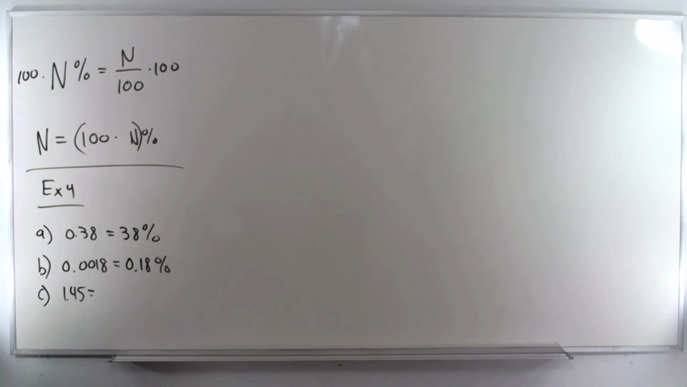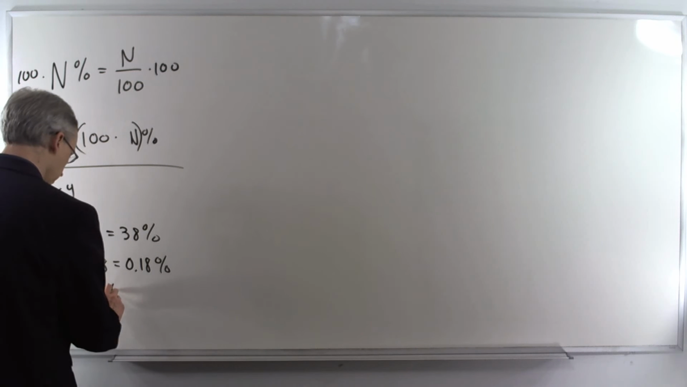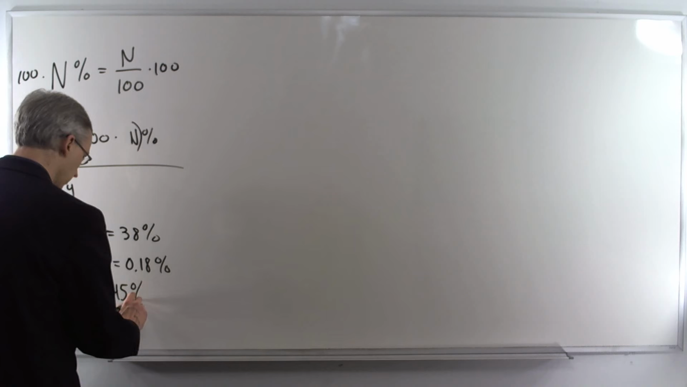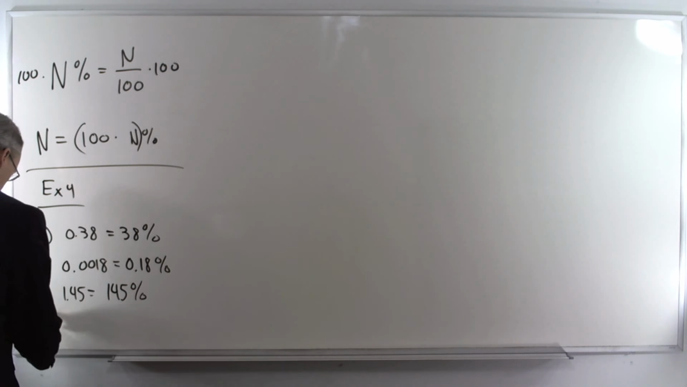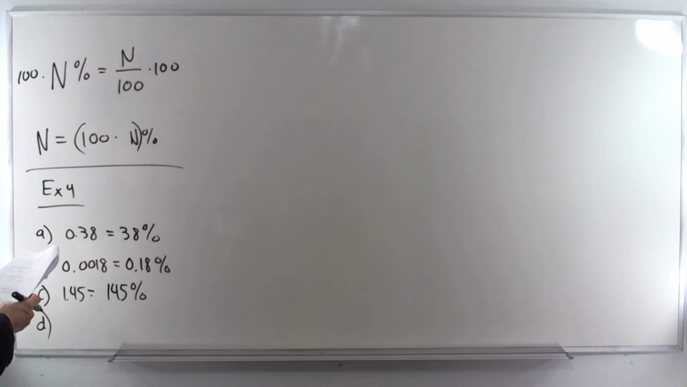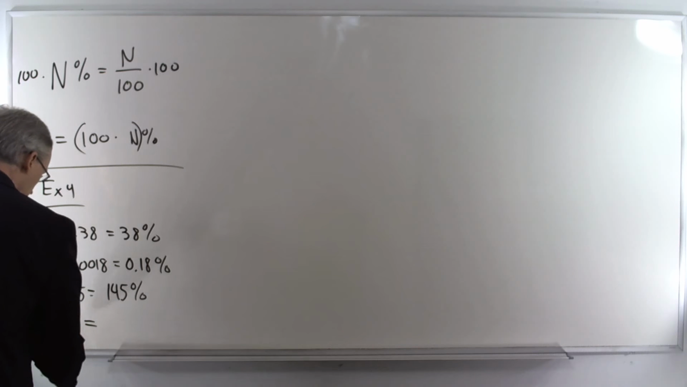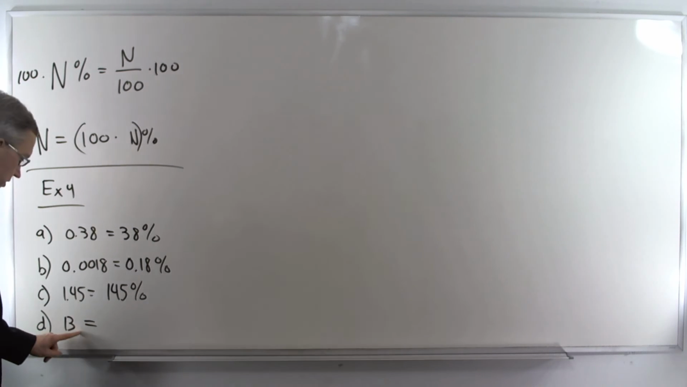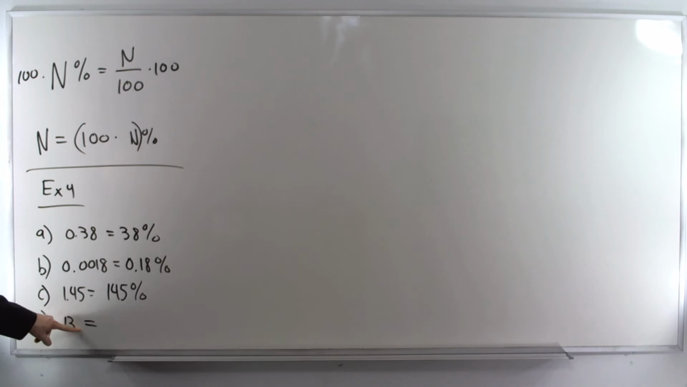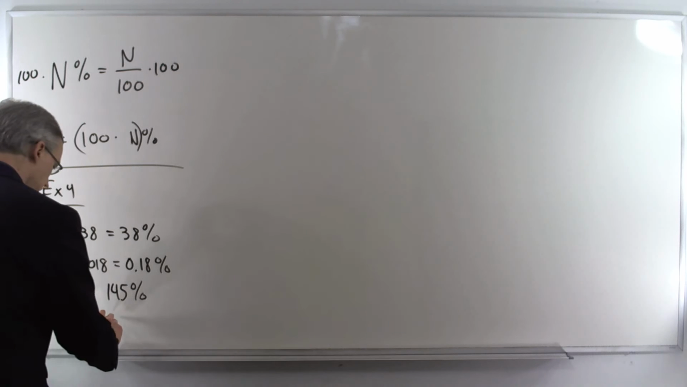For part C, 1.45. Here we have a number greater than 1, so we move it 2 to the right, we're going to get a percent that's greater than 100, 145%. And then part D, we got 13. So the decimal starts to the right of 3. If we move it 2 to the right, that's going to give us 2 zeros. So that is 1,300%.